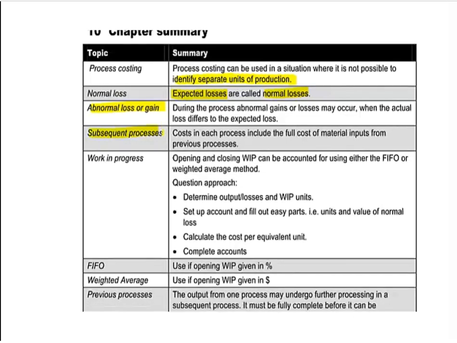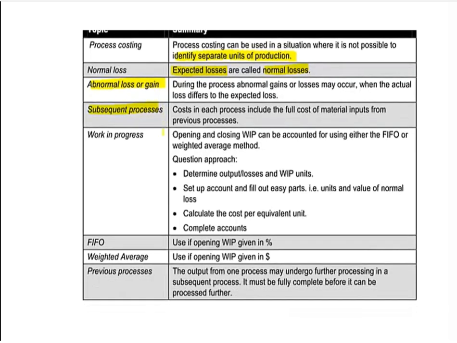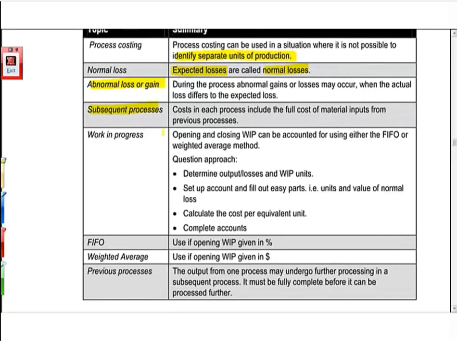Separately to dealing with losses then, we need to think about work in progress. So we need to think about accounting for things that have not been completed. If we've got opening work in progress, we can use either FIFO or weighted average to value it. If we've got closing work in progress only, it doesn't matter which one we use.